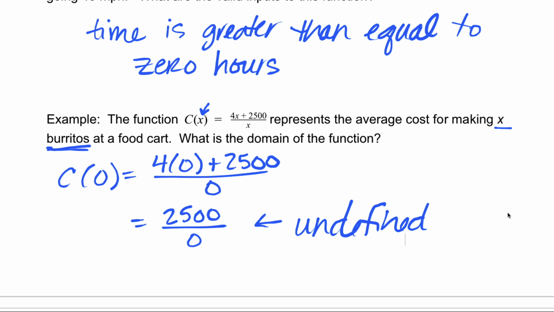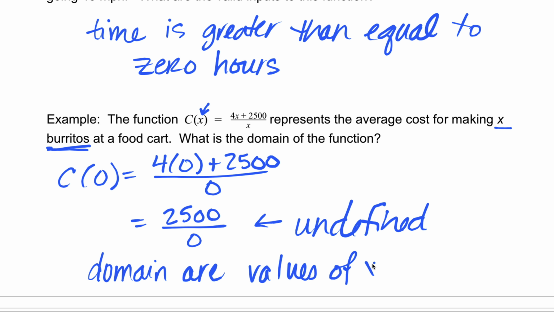And if we want to be really technical, we wouldn't have fractional burritos that we would make. So we would really be just the integer values starting at 1 and moving forward. We won't be that technical at this point. We'll just say the domain, so again, a verbal description, are values of x greater than 0, simply greater than 0. We cannot have 0.